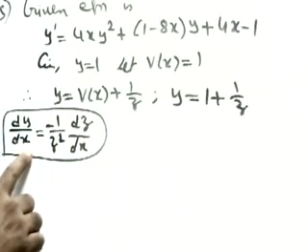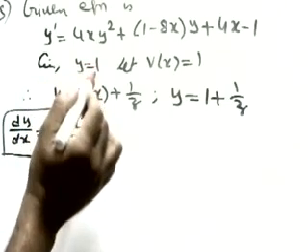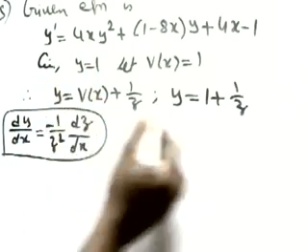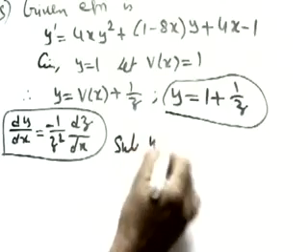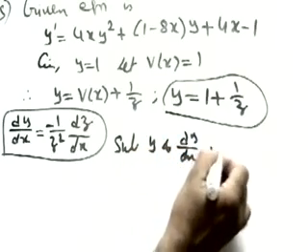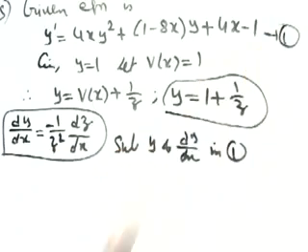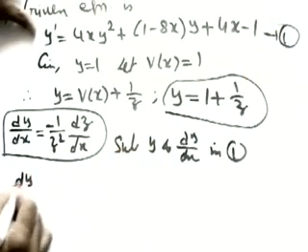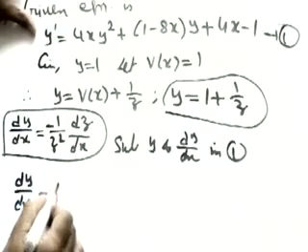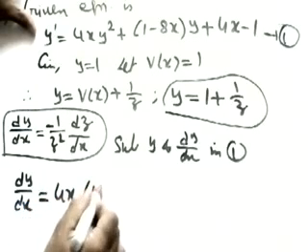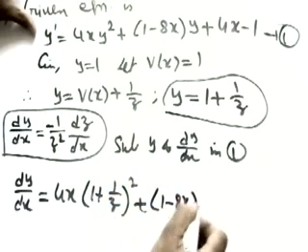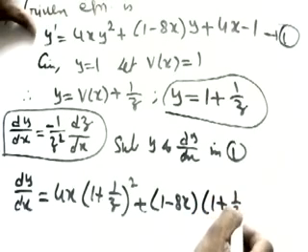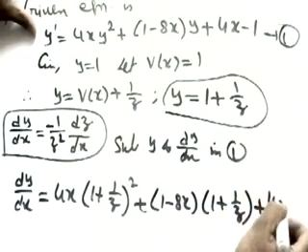Now let me change the equation. In place of dy by dx, let me write this, and in place of y, we write 1 plus 1 by z. Substituting y and dy by dx in equation 1, let me change this. y dash, that means dy by dx, equals 4x into y square, where y is 1 plus 1 by z whole square, plus 1 minus 8x into y, where y is 1 plus 1 by z, plus 4x minus 1.